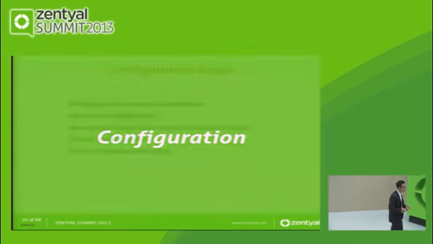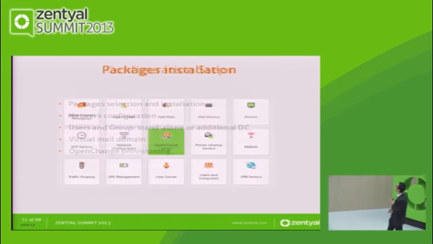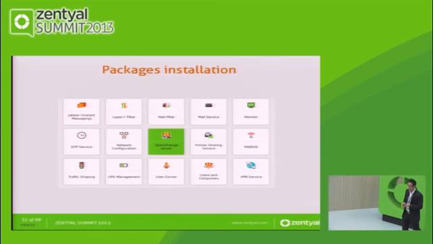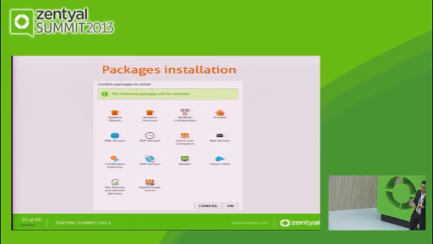Now we are going to configure. First of all, we are going to install the packages, do the network configuration, which in my setup was really a blank thing, then the users and groups, the standalone deployment, the virtual domain, and the OpenChange provisioning. So first, I just select the OpenChange package. I click on select, and then I have the list of all the dependencies that are required to install OpenChange properly.